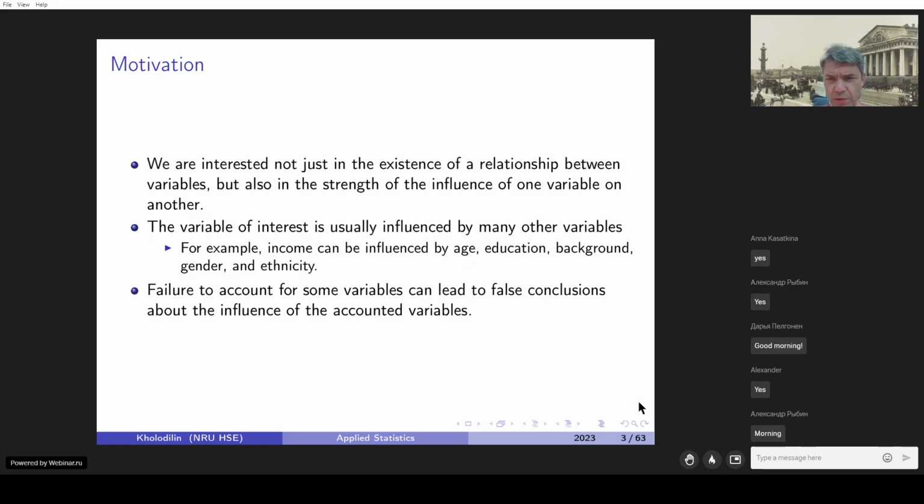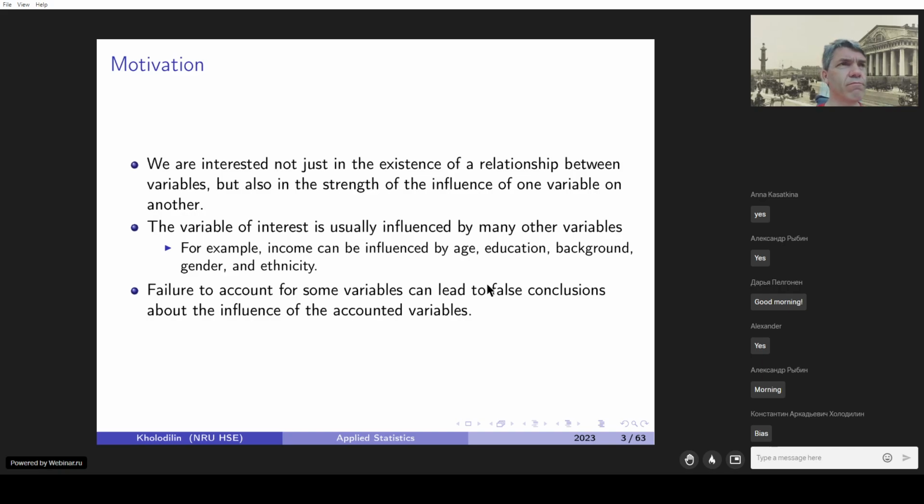This can result in what we know in statistics as a bias or biased estimate. So if we don't take into account other relevant variables such as education, background, and so on and so forth, then the effect of age is likely to be biased. The estimate of the effect of age is likely to be biased. Therefore, it's important in the regression analysis to use all relevant variables.